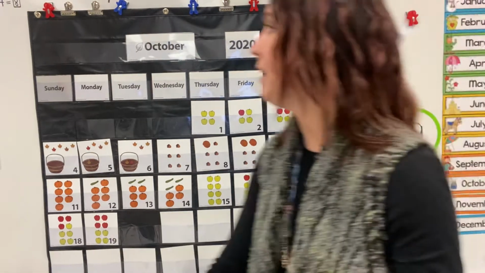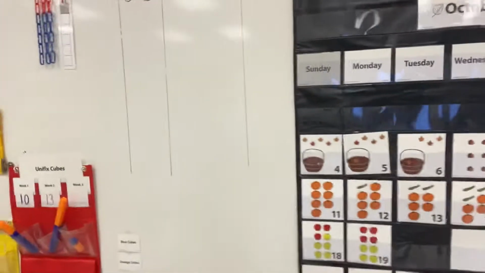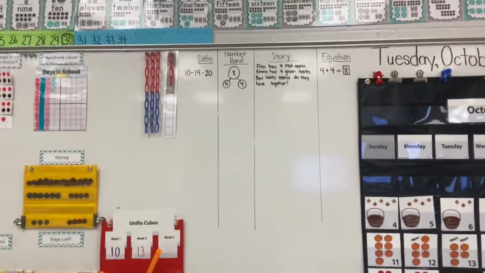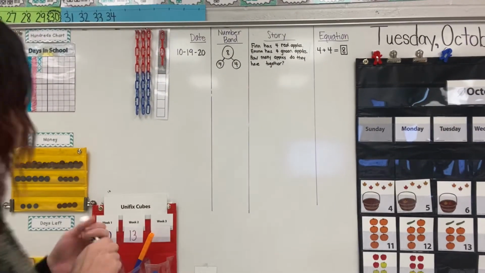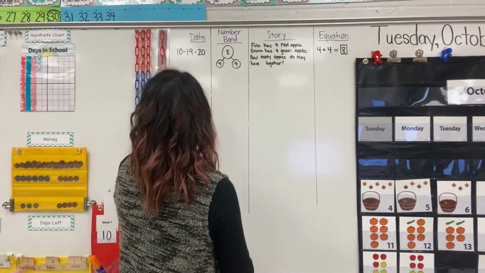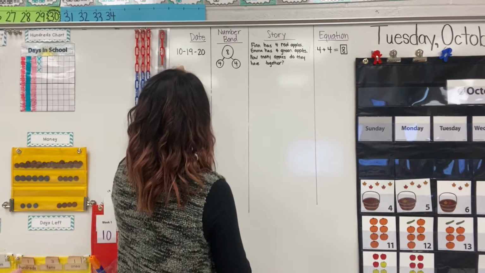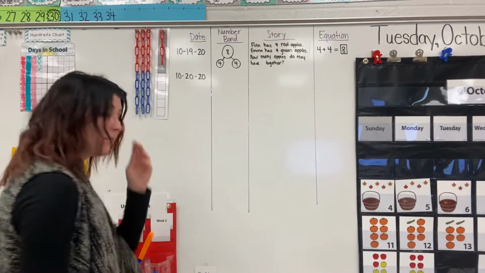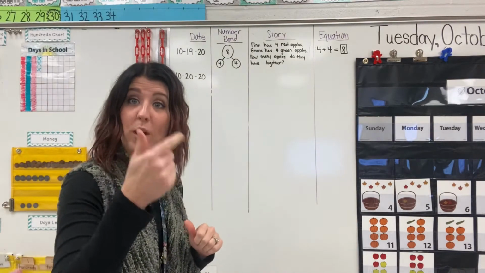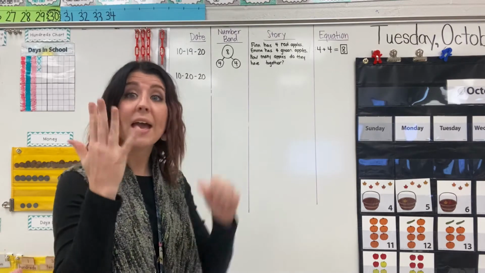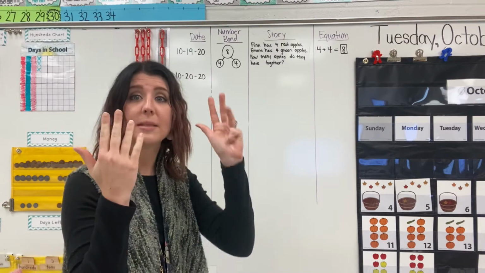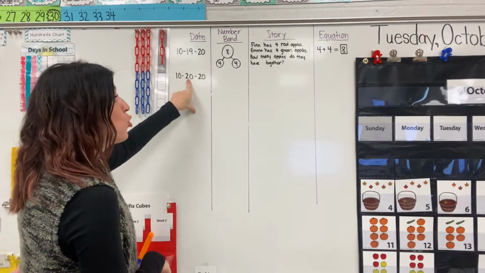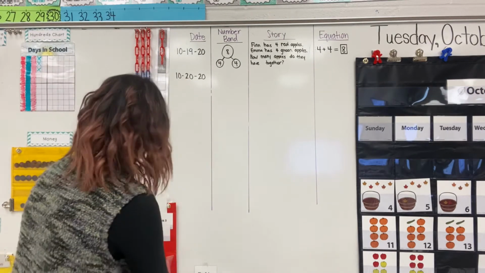Let's hop over here and tell a story about today's card. Let me fix this. So today's date is 10-20-20. We use 10 for October because October is the 10th month. January, February, March, April, May, June, July, August, September, October. So it's the 10th month. We are on the 20th day of October, and the year is 2020.